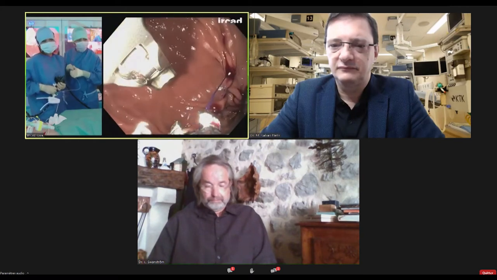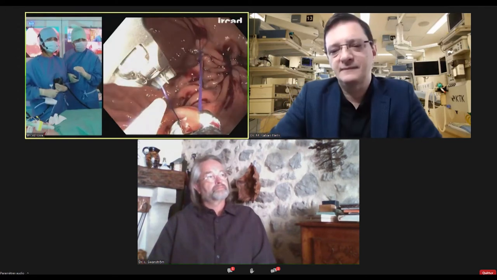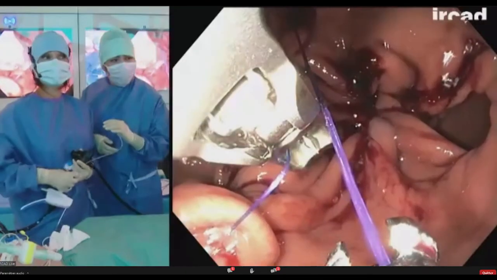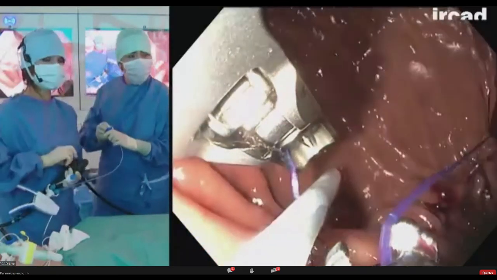What you can do is also, if the bleeding is more important, you could just cinch and close your suture as you would do if you were doing in surgery. You apply pressure and the bleeding will just stop. I never had to use any clipping or other energy device in order to stop the bleeding. Pulling on the suture or closing the cinch was always sufficient.